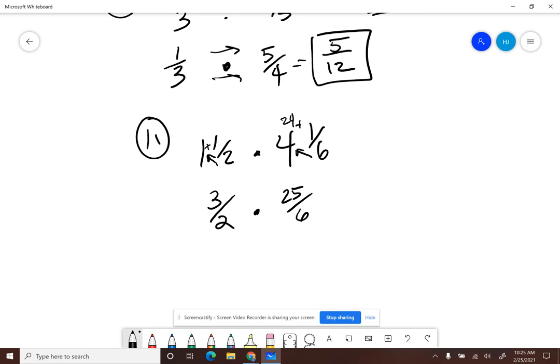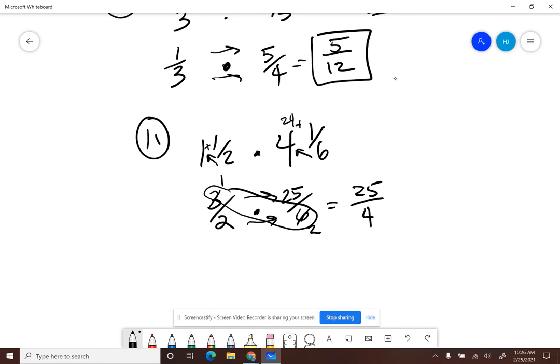And again, I can multiply straight across like I have been doing before, or I can also look diagonally right here. And you notice that 3 and 6 are common terms. So 3 will go into 6 or into 3 one time, and it will go into 6 2 times. And now all I have to do is multiply straight across. 1 times 25 is 25. 2 times 2 is 4. And there is my answer.